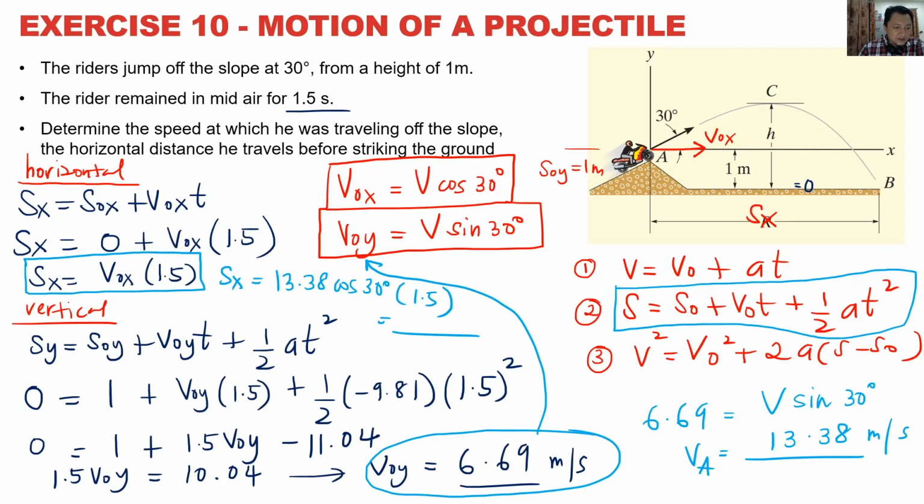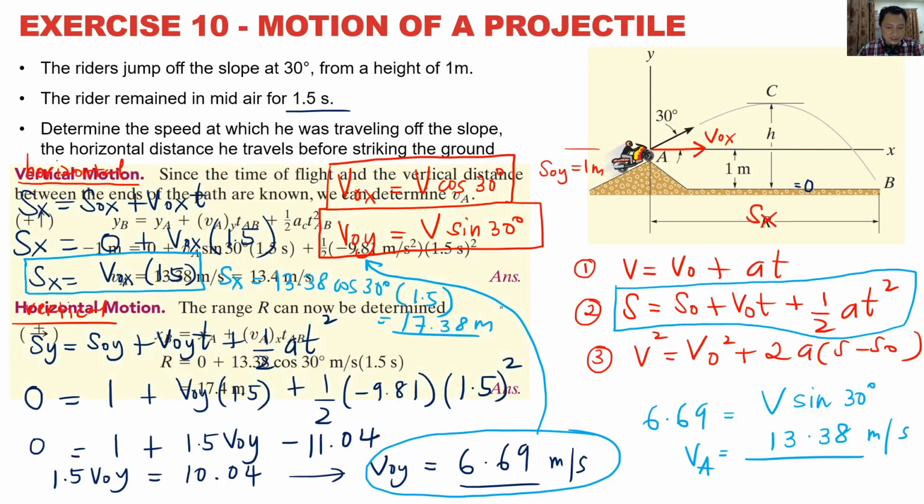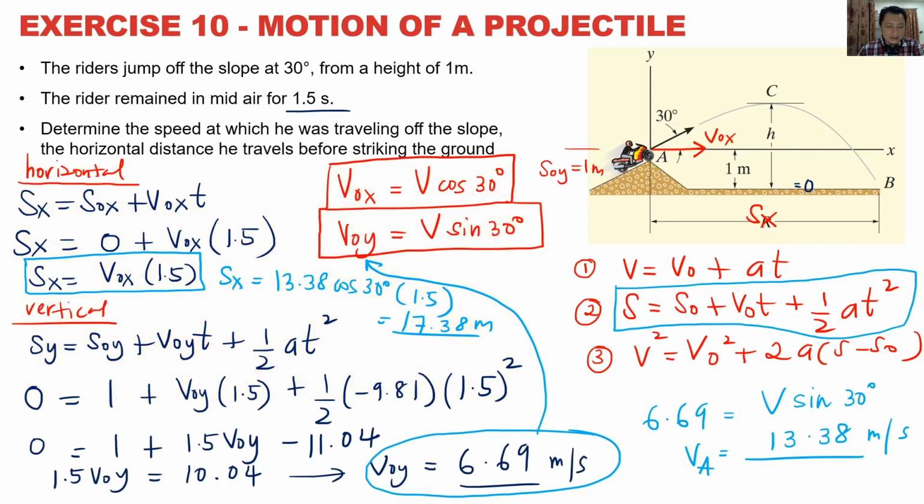Sx is equal to V naught X times 1.5. 13.38 cos 30 times 1.5. 13.38 times cos 30 times 1.5. 17.48, it's the same. So it's correct. 17.38 meter. This is the range. 17.4 meter. Okay, correct.